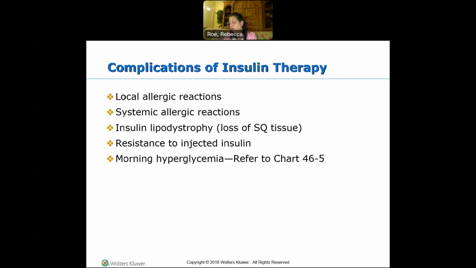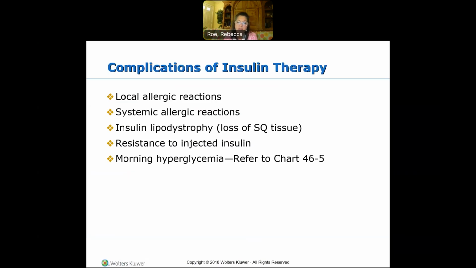Insulin lipodystrophy, this is where you know that your patient is not rotating sites for giving their sub-Q injections. If they keep giving their insulin in the same spot all the time, you'll end up with a loss of sub-Q tissue in that space. It'll form some fatty scarring tissue.